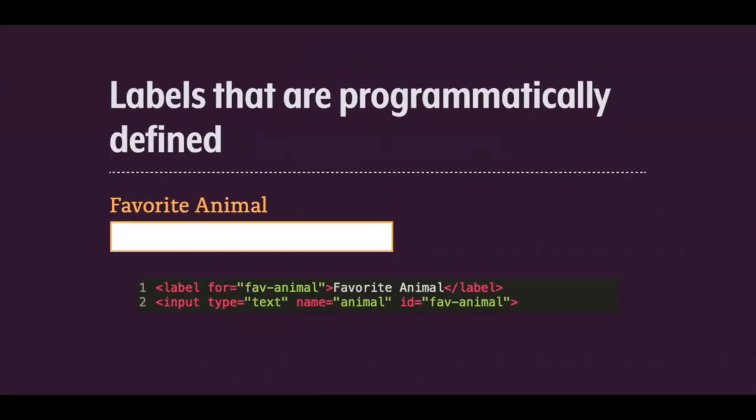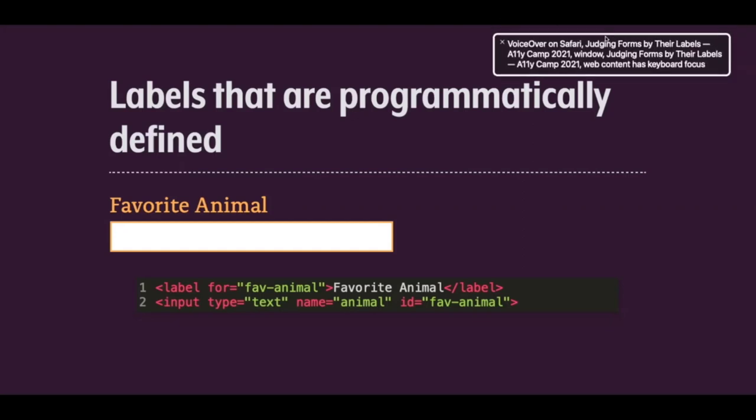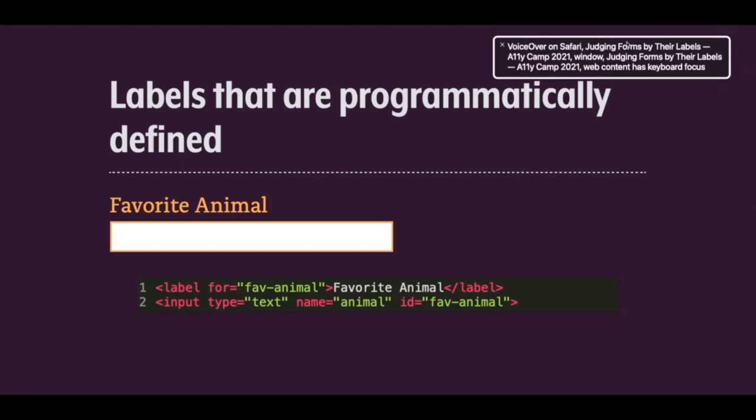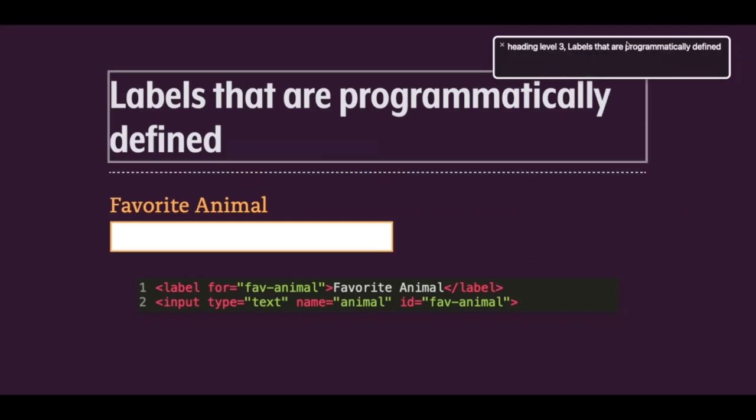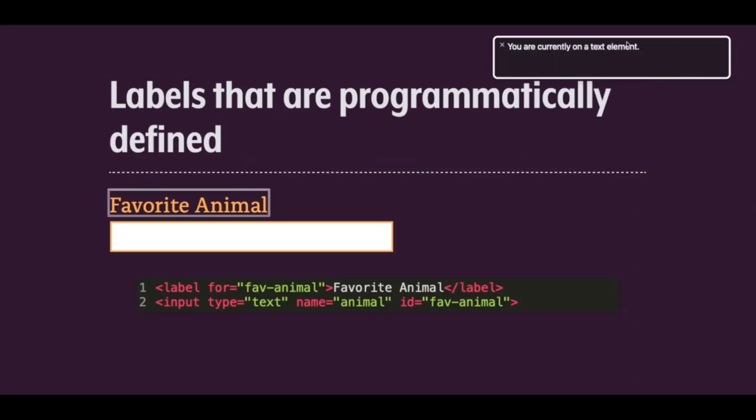So now we're on the same slide again, but this time in Safari, and we're going to use the VoiceOver screen reader to see what is announced now when we go down to the input. So first I'll turn on my screen reader. VoiceOver on Safari, judging forms by their labels, A11YCAMP 2000. Okay, let's go down into the page. In judging forms by their labels, heading level 3, labels that are programmatically defined. That was our heading, now we'll go down to the label. Favorite animal. You are currently on a tab. Okay, same as it was.